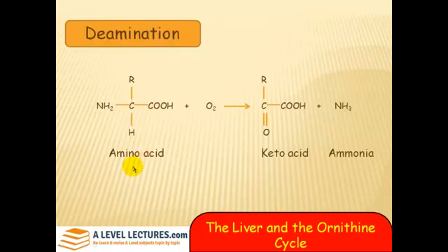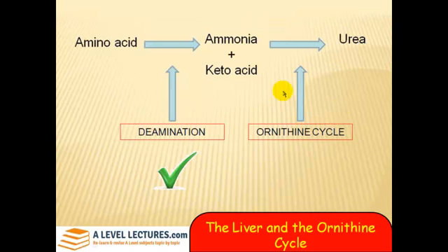In deamination, here you've got your amino acid, there is your amine group, and by addition of oxygen here, we're going to remove it to form ammonia over here, leaving behind the keto acid. So in deamination, all you're doing is removing the amine group NH2, replacing it with oxygen, leaving behind a keto acid that we can then use elsewhere, and ammonia. Right, a big tick there, we now know what deamination is. Deamination is stripping off the amine group, forming ammonia.